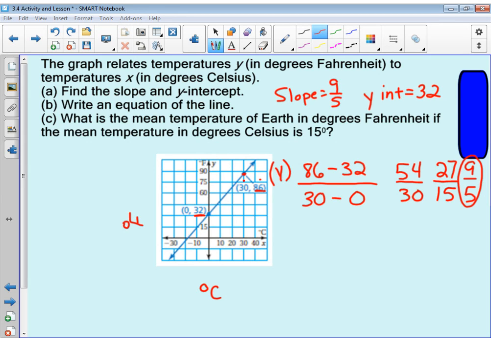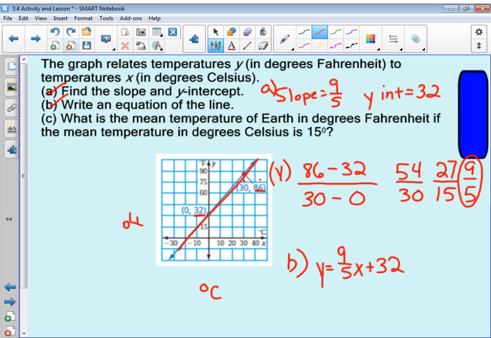And that's a positive slope because it's going up from left to right. Okay, so we've written our equation. No, we haven't. We found our slope. So now it says write the equation of the line. So for letter B, so this was our A. For letter B, well, our equation is y equals our slope was 9/5 x, and our y-intercept was positive 32. Okay, so there's our equation for B.